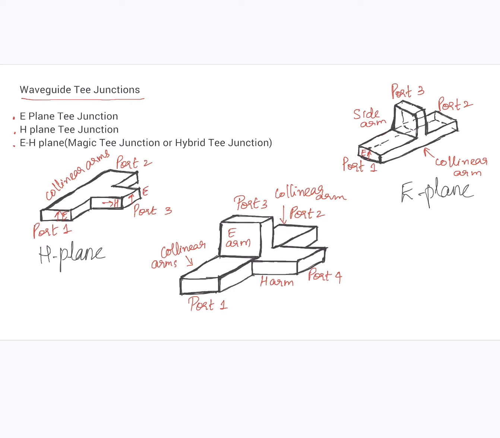So when you consider the H-plane T junction, it consists of 3 ports, that is port 1, port 2 and port 3. Port 1 and port 2 are known as collinear arms and they are symmetrical. So if an input power is fed to port 3, it gets divided equally between ports 1 and 2 in case of the H-plane T junction, because of the symmetry or how the device is designed.